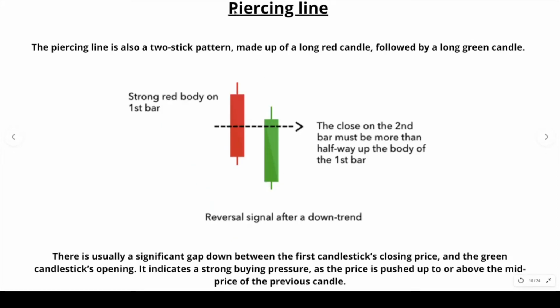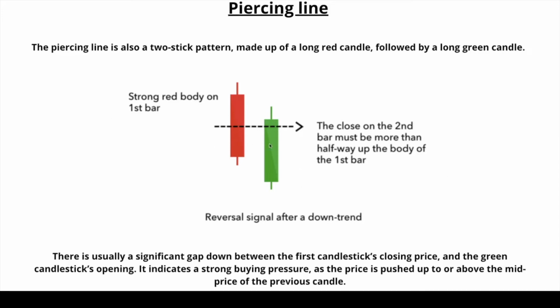Next up, we have the piercing line. The piercing line is also a two-stick pattern made up of a long red candle followed by a long green candle. There is usually a significant gap between the first candlestick's closing price and the green candlestick's opening price. It indicates strong buying pressure as the price is pushed up to or above the mid price of the previous candle. So let's go ahead and take a look at the diagram.